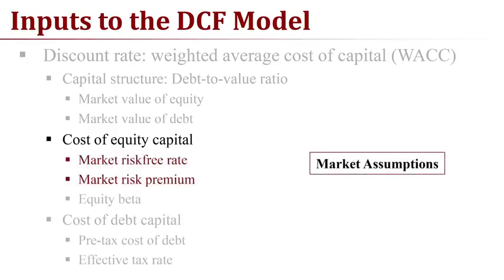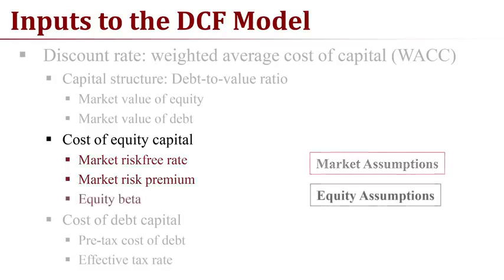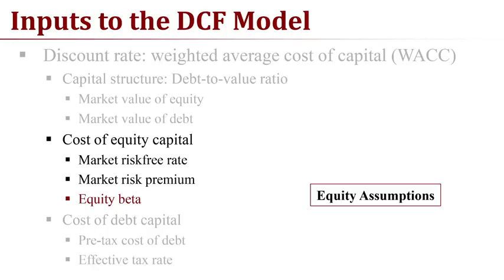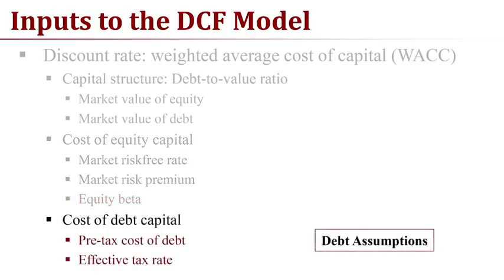To get the cost of equity then, we need to first make market assumptions. We need to know what the risk-free rate will be over the long term, the market risk premium over the long term, and then equity-specific assumptions about the equity's beta if we're using a capital asset pricing model type approach. To get the cost of debt capital, we need to make assumptions about the pre-tax cost of debt and the effective tax rate, because it's the after-tax cost of debt to the firm that we're concerned with.